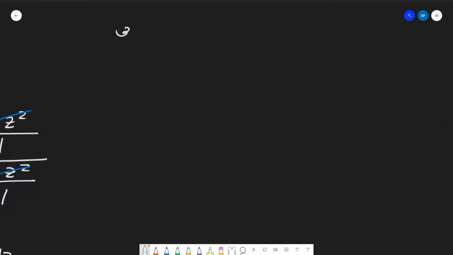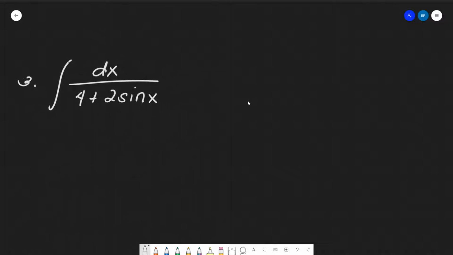So, number 3. We are asked to find the integral of dx over 4 plus 2 sine x. No? So, ito yung pinapahanap sa atin. Integral ng dx over 4 plus 2 sine x. So, substitute again natin. No? Ito ko na lang lagay.